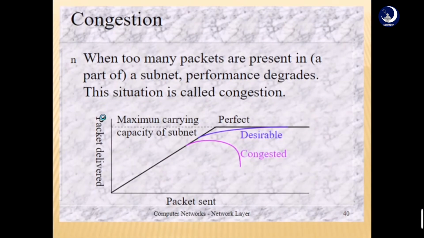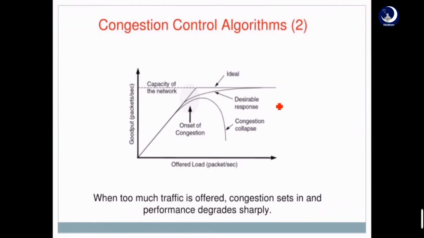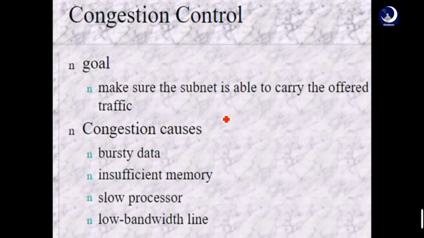We discussed the topic of congestion in the earlier chapter, which is nothing but too many packets in the network, which may lead to congestion. In this diagram, you can see that when there is too much traffic in the network, there is a sharp drop in performance because of the larger number of packets. The goal is to decrease the traffic. Congestion is caused by bursty data, which means transmitting high bandwidth over a short period.